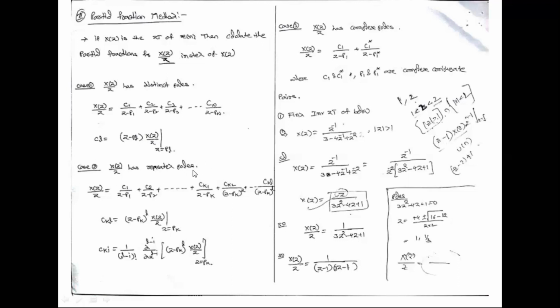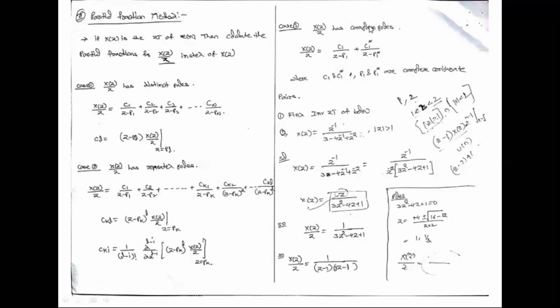The second method is repeated poles. And the third way, when we have repeated poles, such as z minus 2 whole square, given as repeated poles, whole square means you can write it as c_k1 by z minus p_k and c_k2 by z minus p_k whole square, and so on. When you get repeated poles, you can write c_k1 and c_k2, the two values, by taking the differentiation also, the partial differentiation.